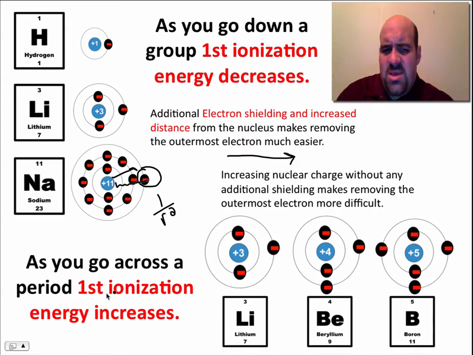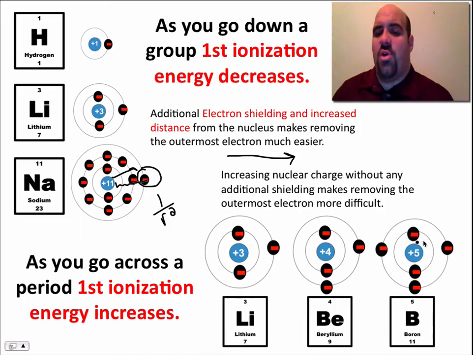As you go across the period, first ionization energy increases. And what that means in simple terms is that it gets harder to remove this electron as you go across. It's harder to remove this beryllium electron than it is the lithium one. And it's even harder still to remove one of these electrons from boron. And why is that the case?